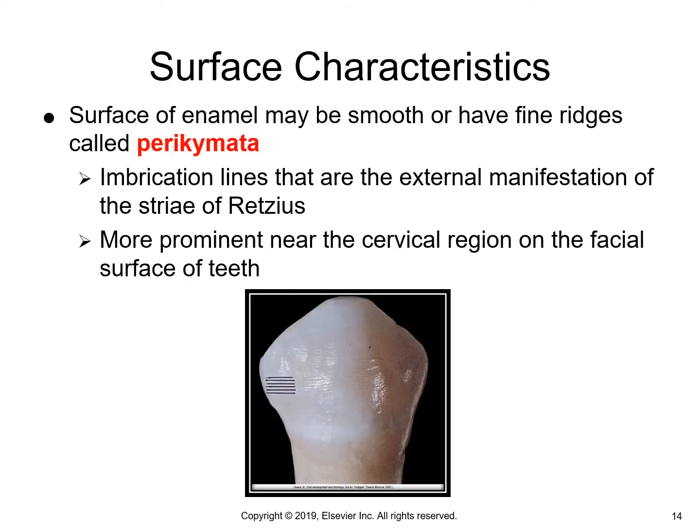We're going to talk about surface characteristics of teeth, of the enamel. So the surface of enamel may be smooth, or many times we'll see these fine ridges, and they're typically in the bicuspid to premolar area, more prominent near the cervical region of the facial side of the teeth. And perikymata are just imbrication lines that are external manifestations of that striae of Retzius, or those incremental lines.